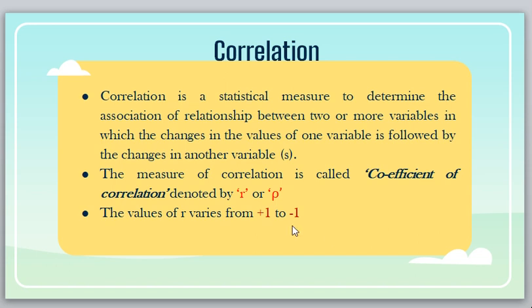And then the next is the measure of correlation, which is called the coefficient of correlation, and it is denoted by small r or rho. So small r denotes Pearson correlation, also known as the product moment correlation coefficient, and rho is used to denote Spearman correlation, also known as the rank correlation coefficient. The values of correlation range from +1 to -1.